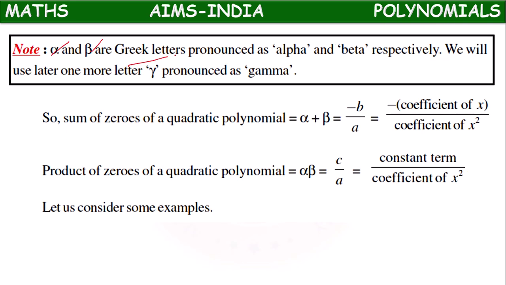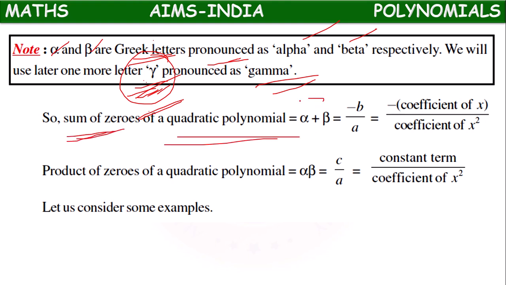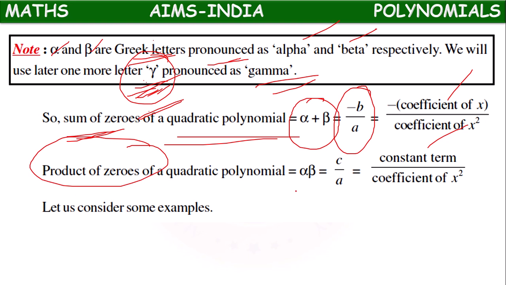Alpha, beta are Greek letters, children, pronounced as alpha, beta respectively. Sometimes we make use of one more Greek letter, gamma, which we are not using here, but for some kinds of polynomials we make use of this Greek letter also. So the sum of zeros of a quadratic polynomial, alpha + beta, the formula is -b/a, minus coefficient of x by coefficient of x². Product of zeros, alpha beta, equals c/a, constant term by coefficient of x².